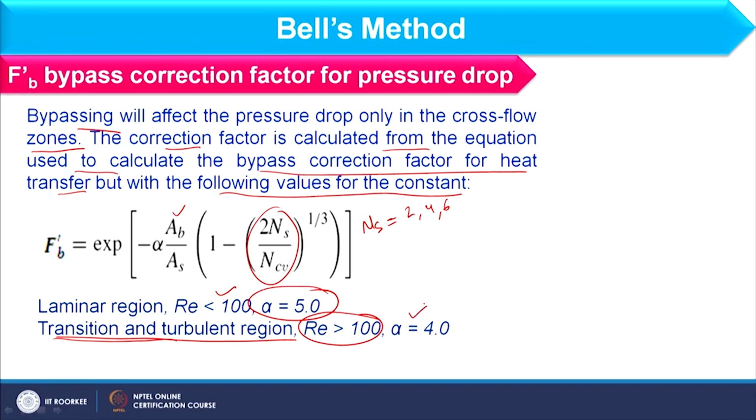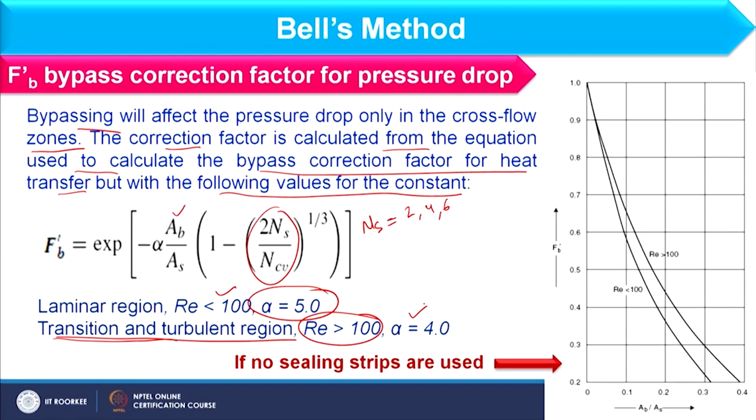So in this way you can find out the bypass correction factor for pressure drop calculation. Further, if you have obtained NS equal to 0, it means no sealing strips are required, which is already fixed in the heat transfer coefficient calculation. So if no sealing strips are required, in that case you can use this graph to find out the FB dash value, okay.